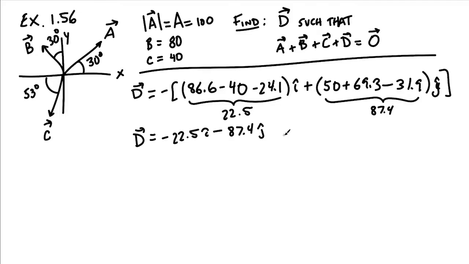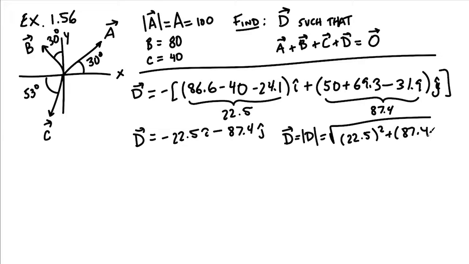Now if I wanted to figure out the magnitude of the vector d, that's just going to be the square root of the sum of the squares. So square root of 22.5 squared plus 87.4 squared. Notice that the negative sign doesn't really matter because you're squaring it, and the square of a negative is positive. So you carry that out, you end up getting 90.2. And I actually haven't mentioned this, but in this problem, these are all forces, so that has a unit of newton. So I probably should have been putting those units on there, so it's 90.2 newtons.